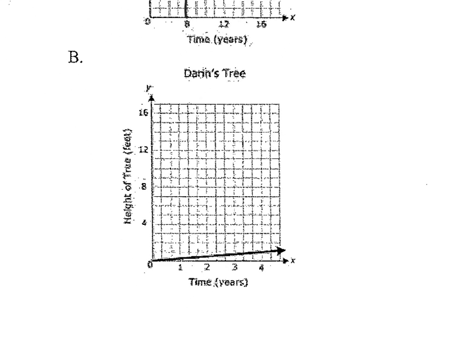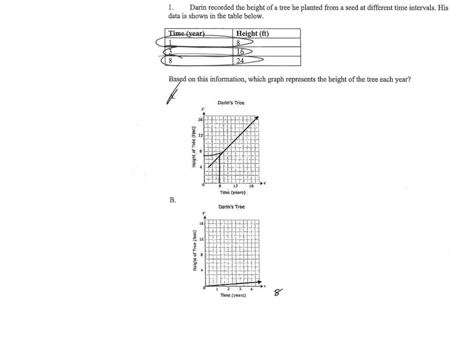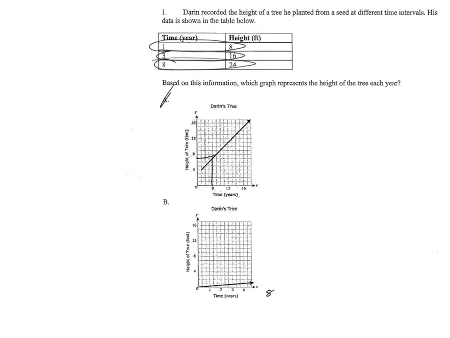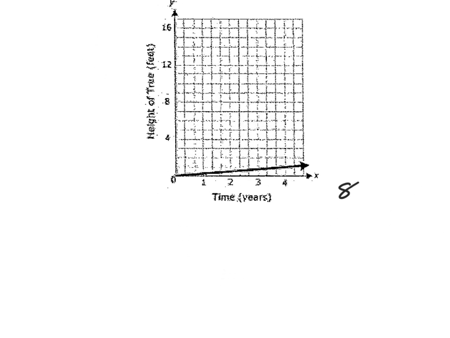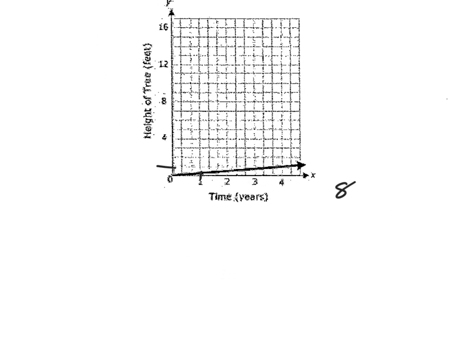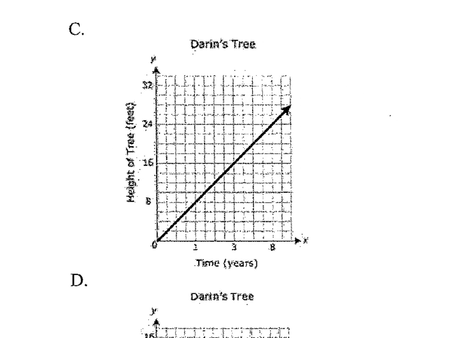Looking at this one, it doesn't even go to year 8 or whatever else. That's way off. So I'm thinking we'll check out year 1 at a height of 8. Well, here's year 1. That ain't going anywhere near 8, so B is also out. So on C, here's 8. Really difficult to read, but that lines up with 24. That looks pretty dang good.